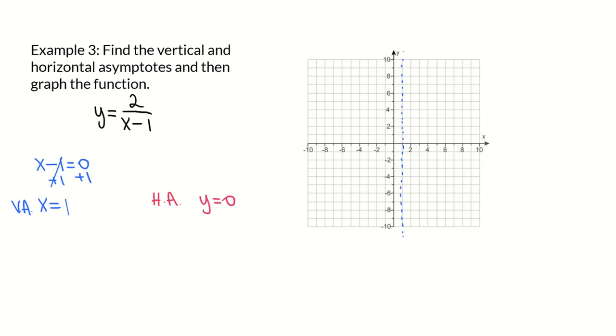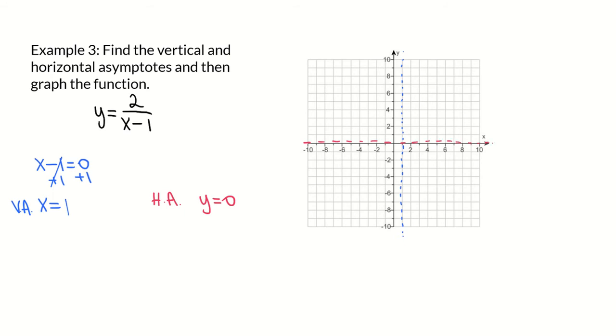So whenever this happens where there are x's in the denominator but not the numerator, this will be the horizontal asymptote, y equals 0. Or when the highest power of x is greater in the denominator than it is in the numerator. So that means the x-axis is the horizontal asymptote.